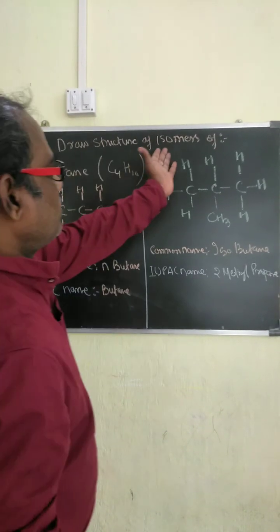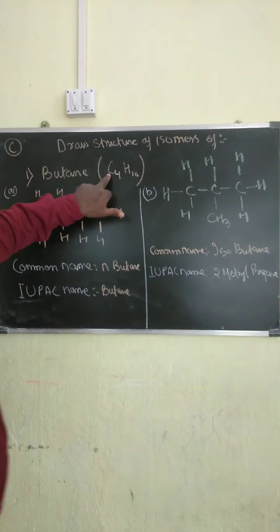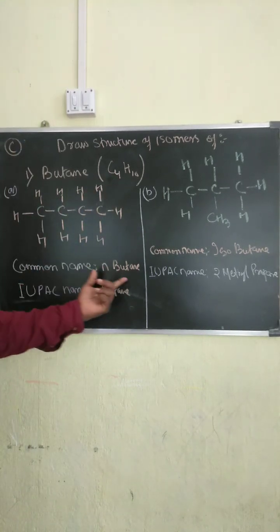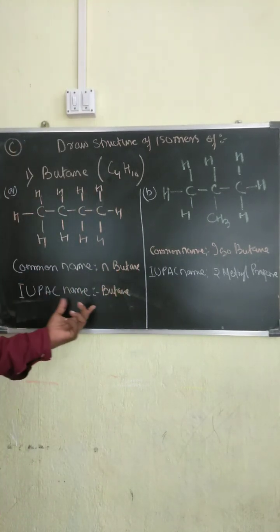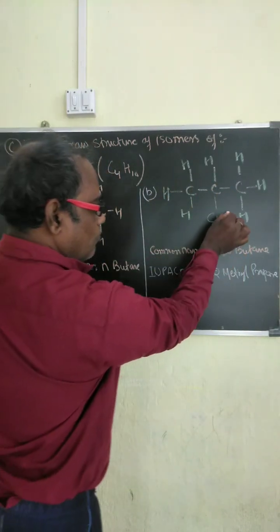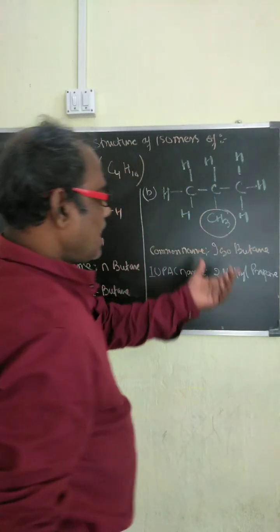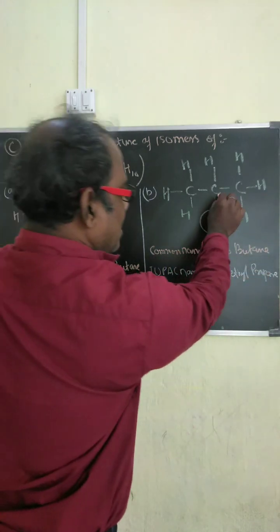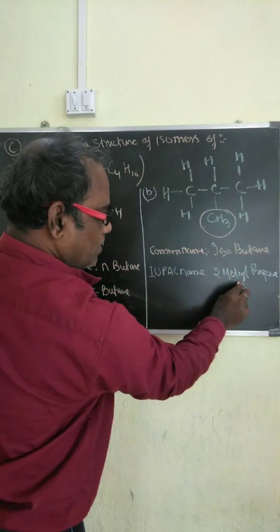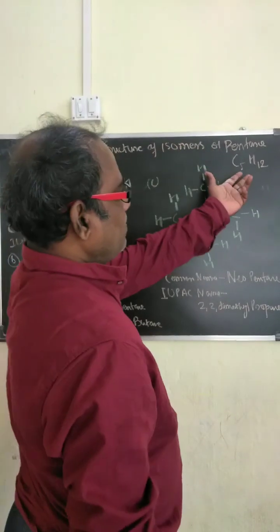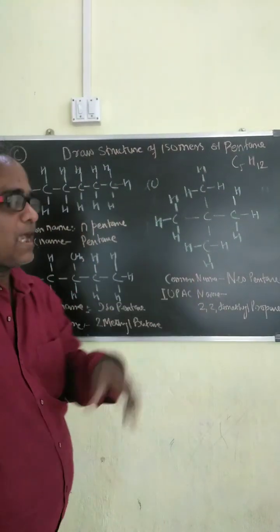One is, we have to go to the isomers of butane. Since butane has 4 carbon atoms, we have 2 isomers. One is normal n-butane and the IUPAC name is butane. And another is isobutane. Iso means one methyl group must be attached. So we have the common name isobutane and the IUPAC name is, in the second carbon atom methyl is attached, so 2-methylpropane.